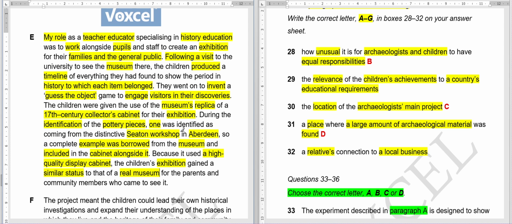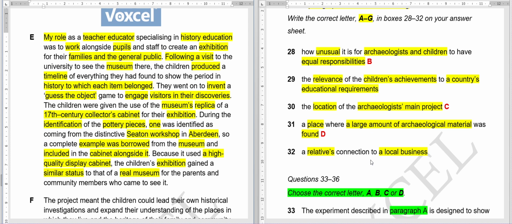Okay, time's up. So let's read the questions. The relevance of children's achievement and educational. Is there any mention of children's achievement and is it relevant to the educational requirement of a particular country? Any name of a country? Nope, nothing like that. So 29th cannot be our answer.